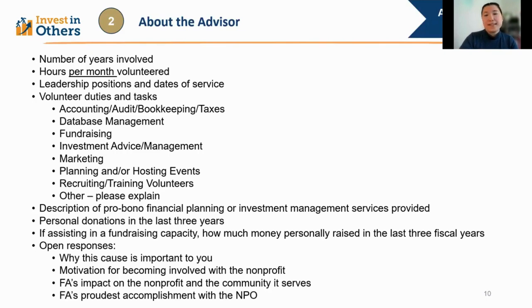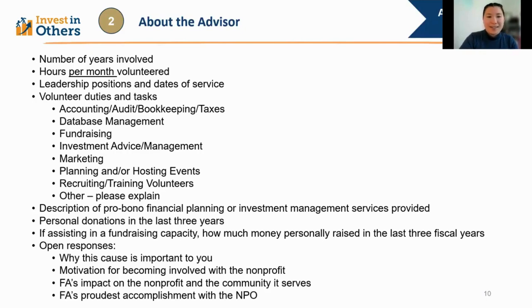And then if you're assisting in any fundraising capacity, how much money you personally raised in the last 3 fiscal years. So we ask that you don't look at this as all the money that the organization has raised in a year, but more specifically, how much you have helped personally raise.